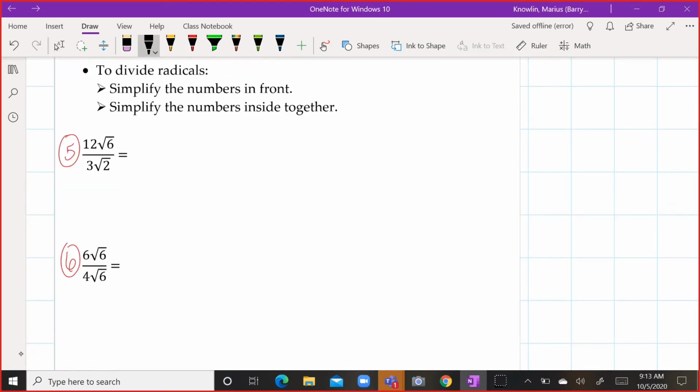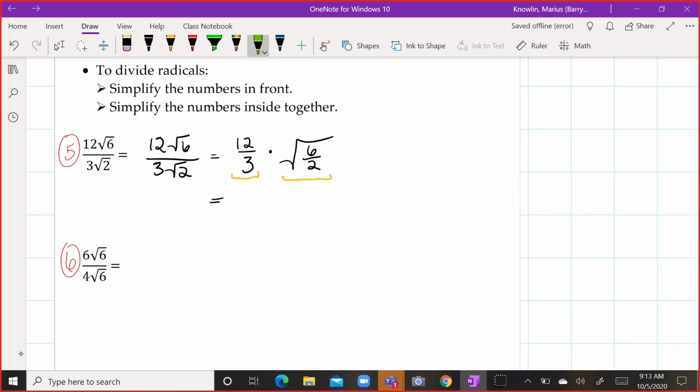Alright, so when it comes to dividing, you pretty much break it up and do it the same way, but instead of multiplying, we're just going to be dividing everything. So we're going to rewrite it first. 12 times the square root of 6 divided by 3 square root 2. When we simplify, this is going to become 12 divided by 3 times the square root of 6 divided by 2. And then we simplify those. We can simplify this, and we can simplify that.